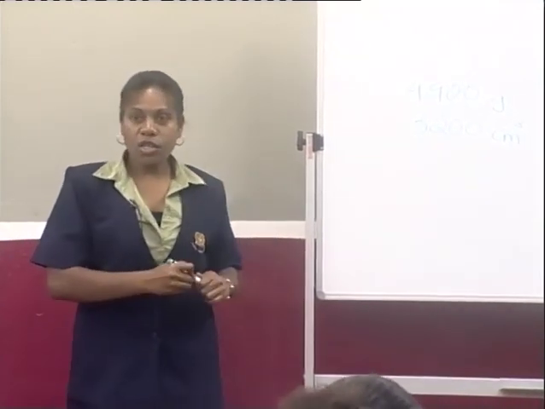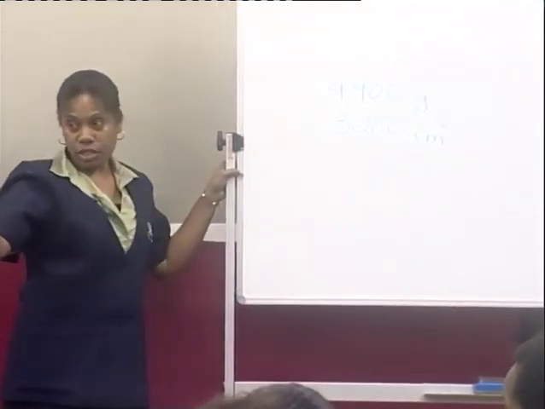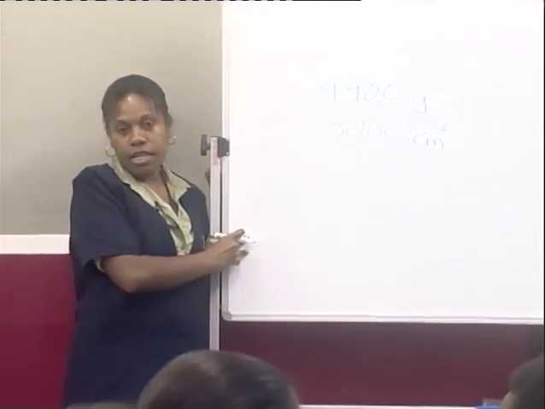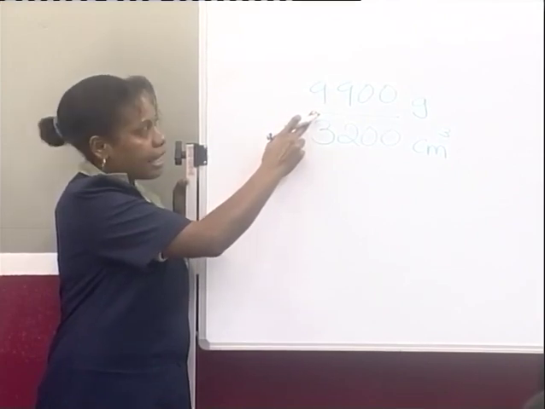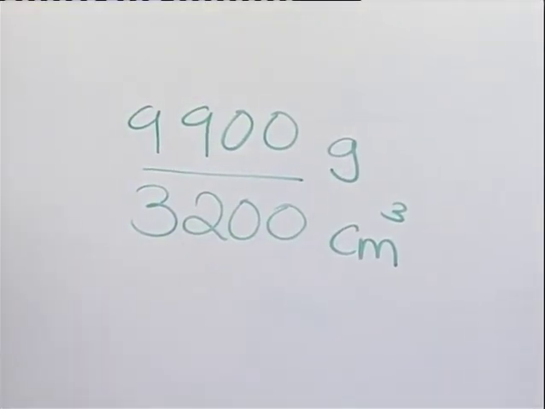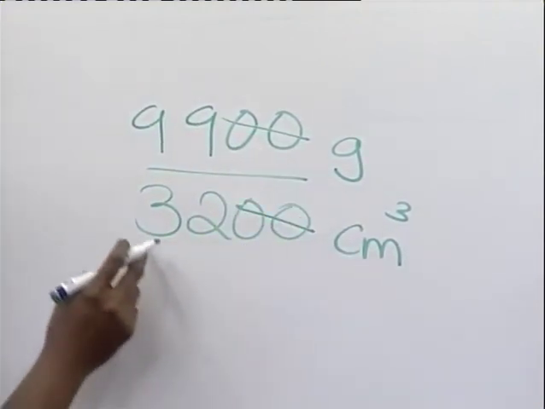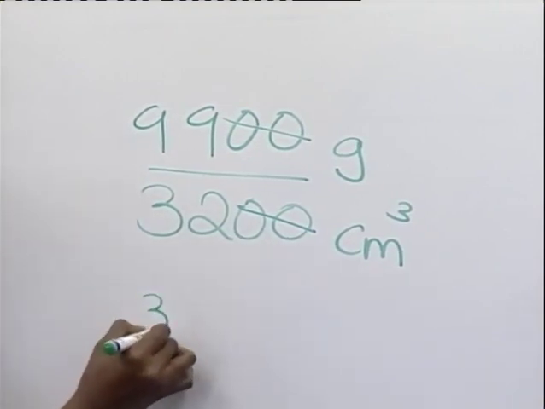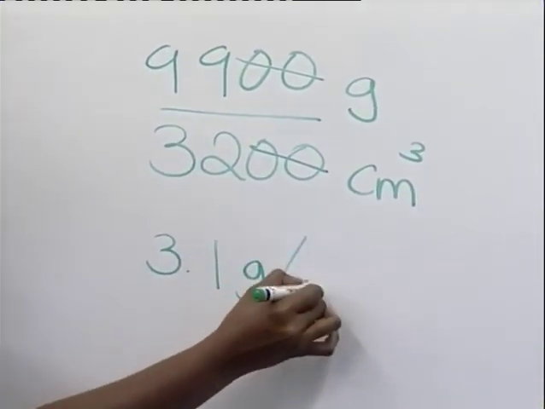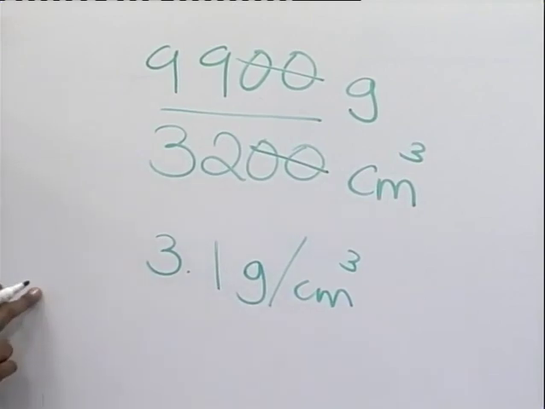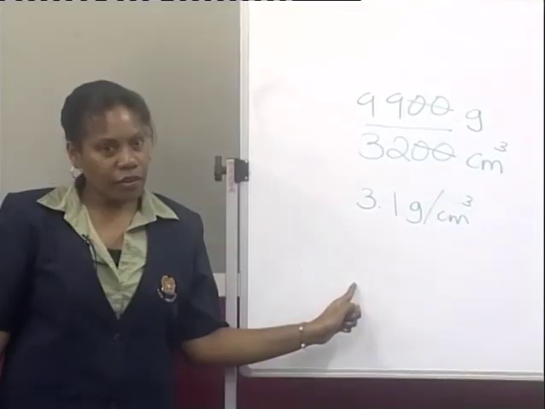What about you others? You agree or you disagree? Okay, let's see if we have this answer as Cynthia's. Okay, so we divide this 9,900 by 3,200. So cross off the zeros. Okay, 99 divided by 32 is? Per cubic centimeter. So some of you multiplied this again by 10, all right?